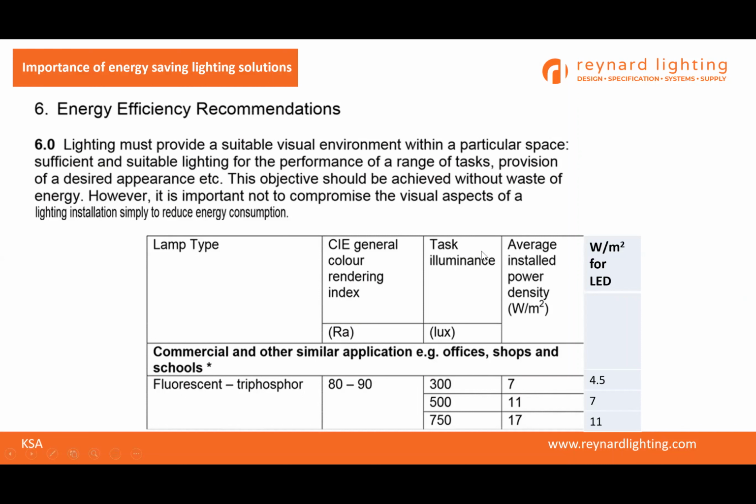Now, these levels here were taken from a standard which was issued more than 10 years ago, when LED had not yet revolutionized lighting. We're talking about conventional lighting. So for 500 lux, the maximum allowable LPD was just 11 watts per square meter. But nowadays, with the LED revolution, these numbers have reduced dramatically from 11 to, let's say, 7 watts per square meter for LED.